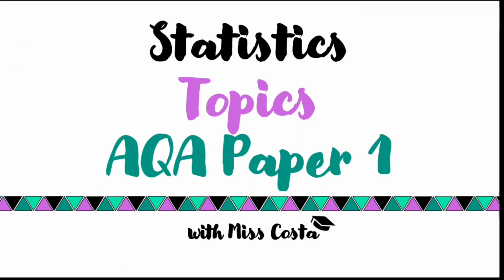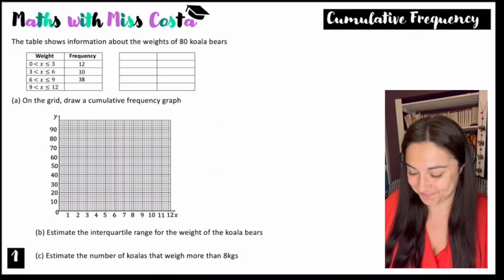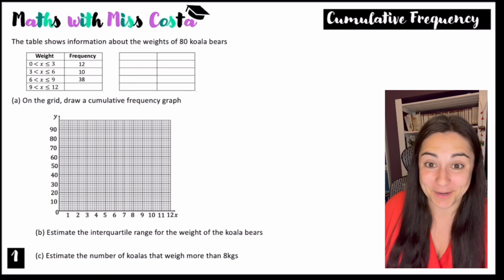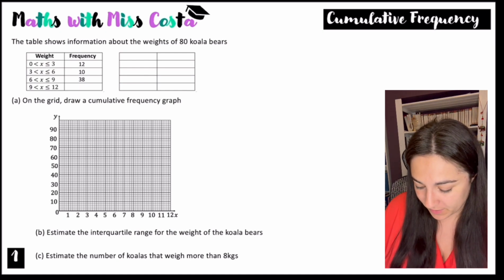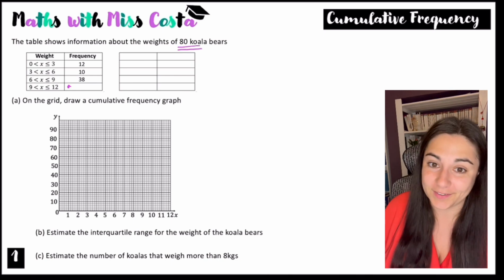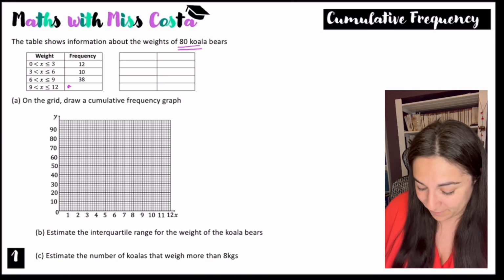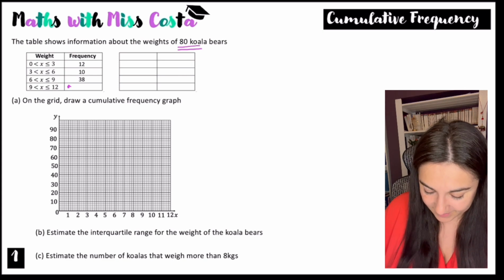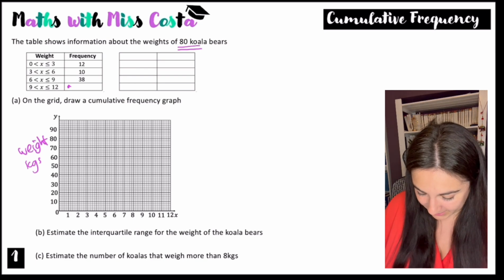And here we've got statistics. There's only one topic, which is cumulative frequencies, so hopefully you feel confident on that. Okay, so in this question we're being asked about some koala bears. So the table shows information about the weights of 80 koala bears. Now, as you can see, there is one value missing, so I'm assuming that we need to fill that value in. So we've got 12 koala bears that weigh between 0 and 3. I'm assuming kilograms, I should say. So this here should say weight in kilograms. And over here, this should say number of koalas.